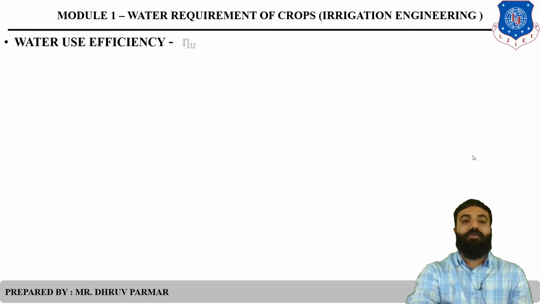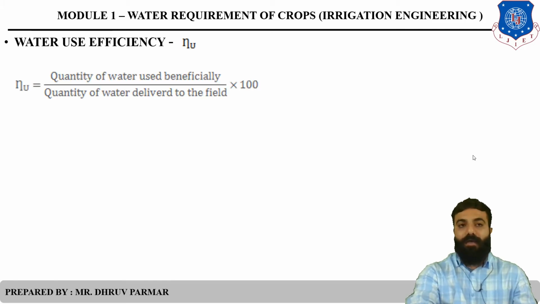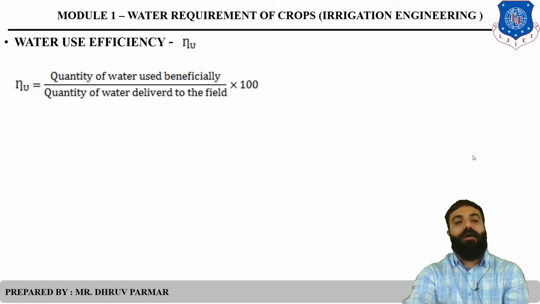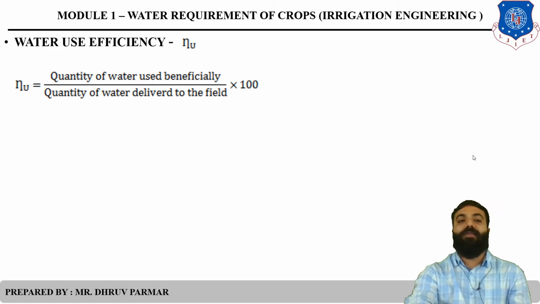The next one, water use efficiency, called eta U. It is the ratio of the quantity of water used beneficially to the quantity of water delivered to the field, multiplied by 100. So we can easily find out water use efficiency if we have those two values, Wu divided by Wf into 100. Clear?